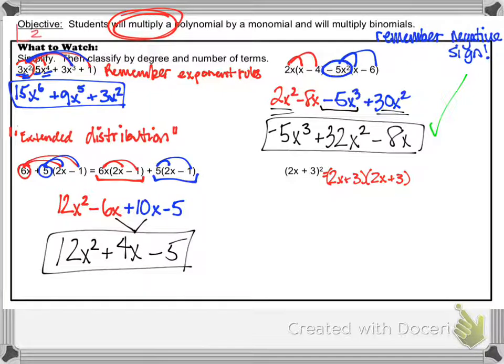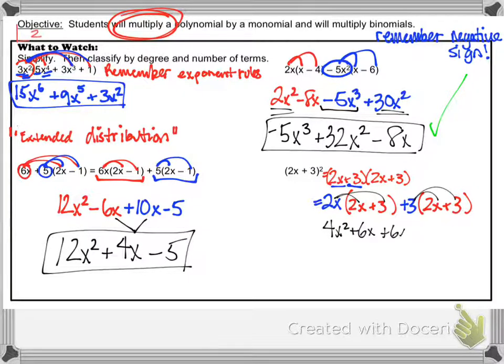So now I'm going to do an extended distribution, multiplying the 2x times a 2x plus 3, then also multiplying the 3 times a 2x plus 3, and then combine any like terms. So distributing that out gives me this. Distributing the 3 gives me that. I have like terms. They're both 6x. So that adds to 12x. It gives me that for my final result.